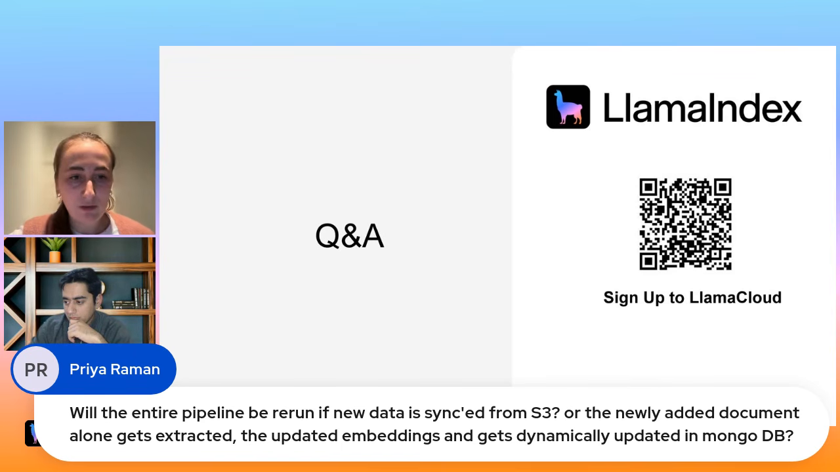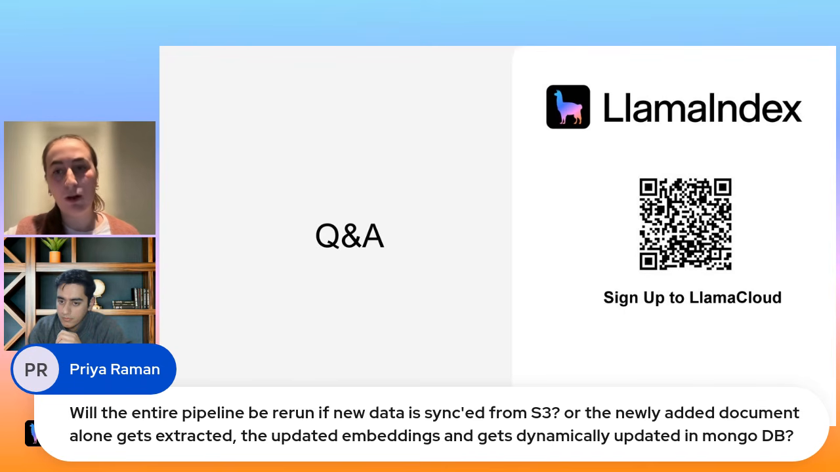All the newly added documents alone get extracted, the embeddings updated, and then dynamically updated in MongoDB. I will quickly answer in terms of indexes in Llama Cloud. No, all of your pre-existing data will not have to go through the same pipeline again. We run indexing for the newly added documents, but I don't know how you implemented it, so I will let you answer as well.